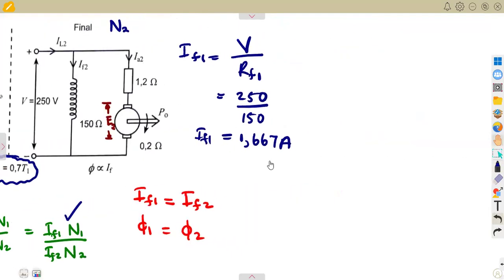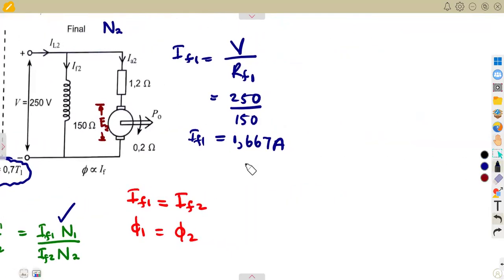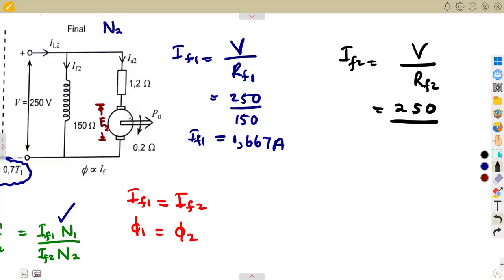Just because there is nothing that happened along the field in the final, because we did not add a resistor there. We added a resistor to the armature. So it doesn't affect the field. I want you to see this. V over, in this case, what are we having? There's just one resistor, which is our shunt resistor, which is our field resistor too. The voltage is unaltered, just the same, 250 over the same resistance of 150.